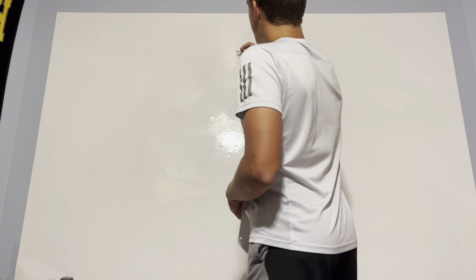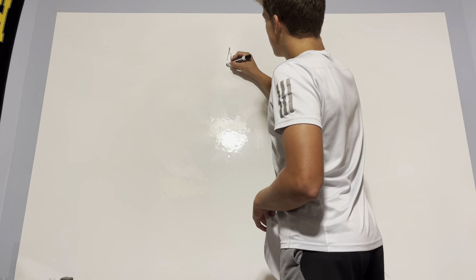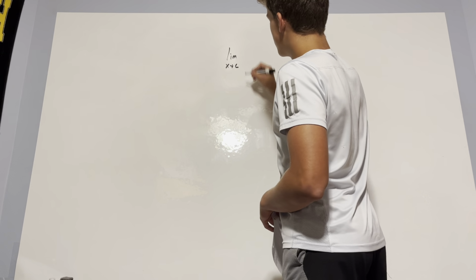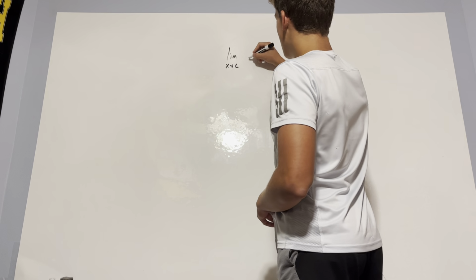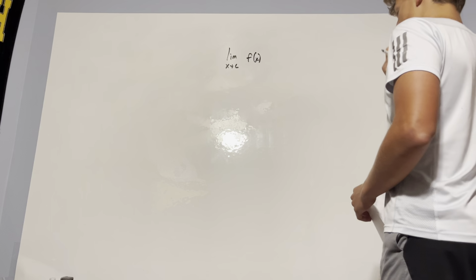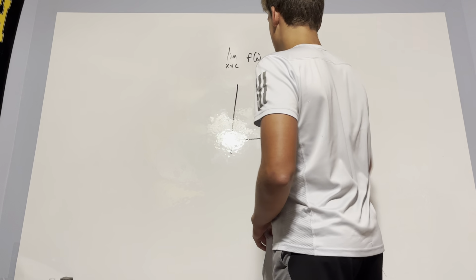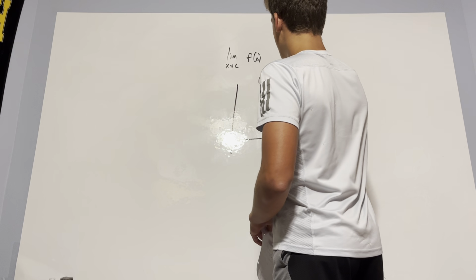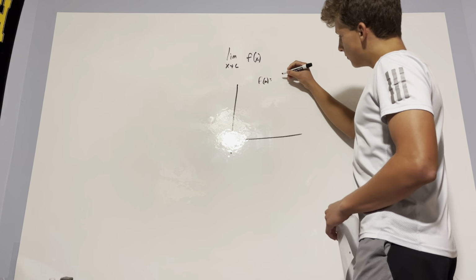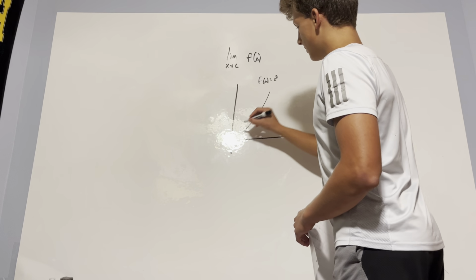Limit notation is limit as x approaches c of some function of x. What we mean by this notation is, say we have a function. Let's say the function f of x equals x squared. That's going to look like a parabola, something like this.